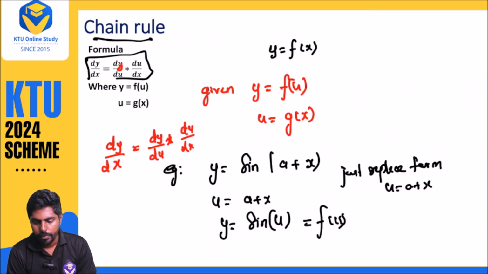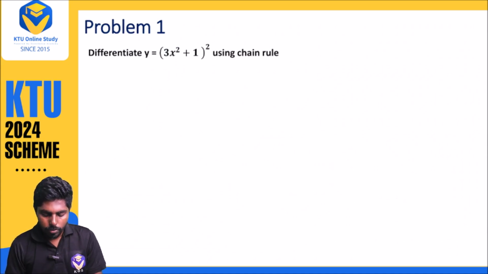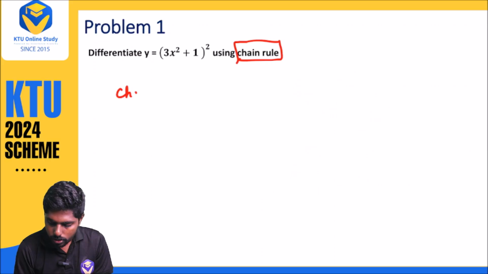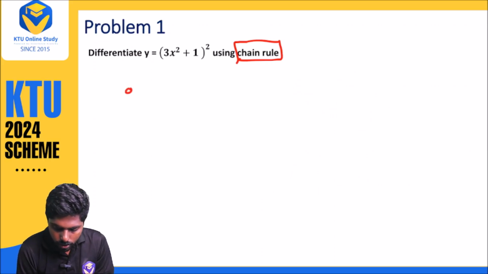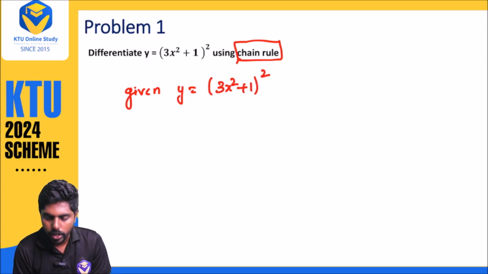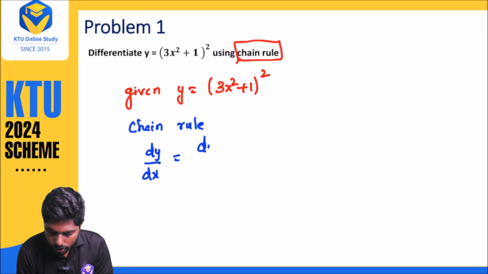We will go directly to the problem. It is very simple, you just need to know the formula. Problem number 1: using the chain rule they are asking. Just write the given: y is equal to (3x square plus 1) the whole square. What is the formula of chain rule? dy by dx is equal to dy by du into du by dx.